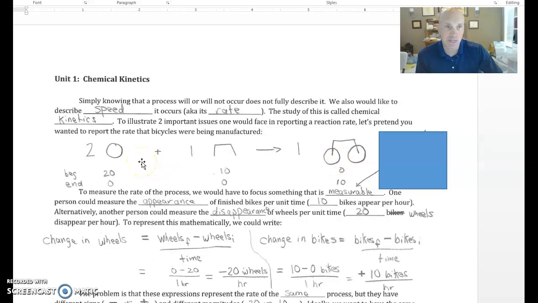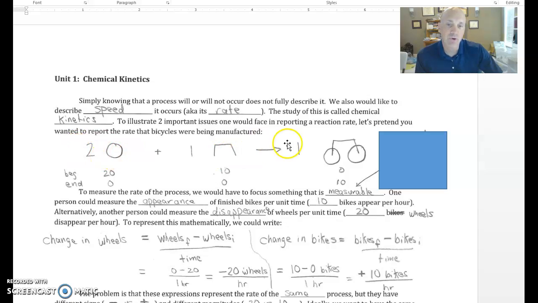We might just be able to make 2 bicycles per hour. But in another factory, they might be able to make 20 bicycles per hour. So one thing about measuring the rate of this process is that we need to be able to focus on something that is measurable. It seems obvious that if you're talking about bicycles, all we have to do is count either the number of bicycles that are coming off the assembly line, or we could count, for example, how fast the pile of wheels that we're using is disappearing. And that would give us an indication of how fast this is occurring.